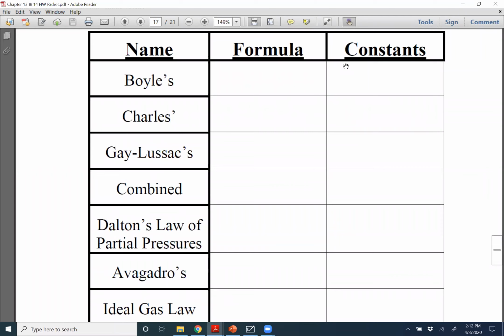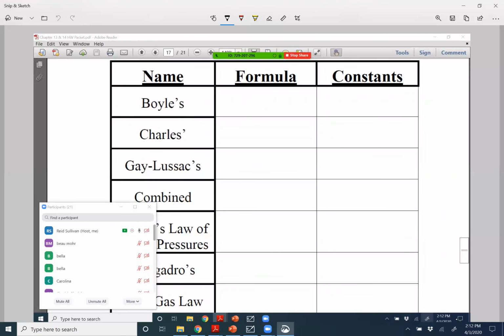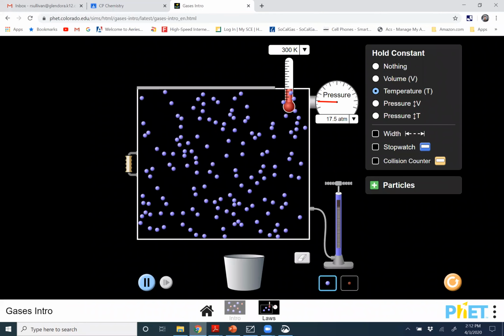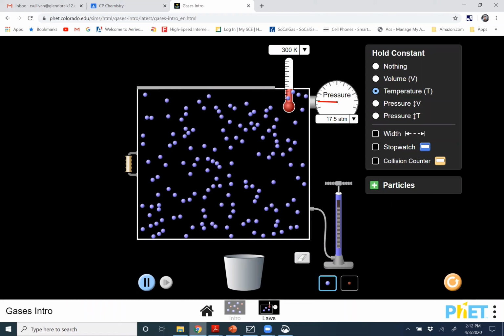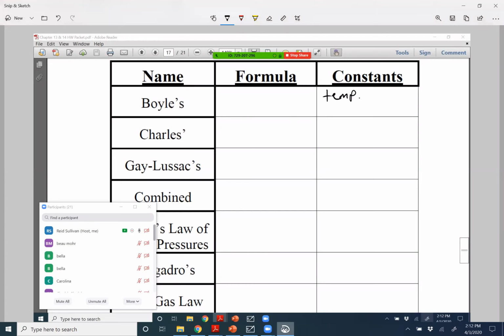So let me, they'll let me write on it. Okay, so in this case, we have temperature is being held constant. And the other thing that we have in our simulation that's being held constant is we have a lid on it, so we're not letting the gas in and out. So the other thing that we are holding constant is amount of gas.